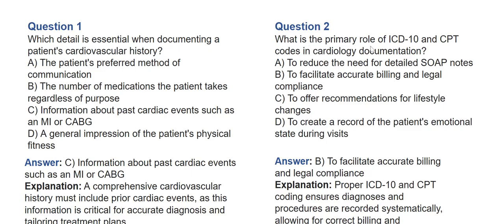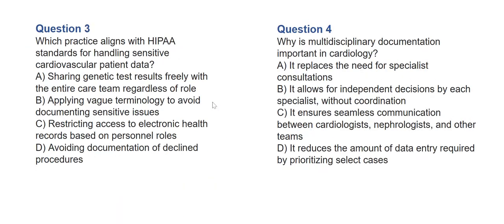Question 2. What is the primary role of ICD-10 and CPT codes for cardiology documentation? A. To reduce the need for detailed notes. B. To facilitate accurate billing and legal compliance. C. To offer recommendations for lifestyle changes. Or D. To create a record of patients' emotional state during visits. It is B, to facilitate accurate billing and legal compliance, as proper ICD-10 and CPT coding ensures diagnoses and procedures are recorded systematically, allowing for correct billing and adherence to legal documentation standards.